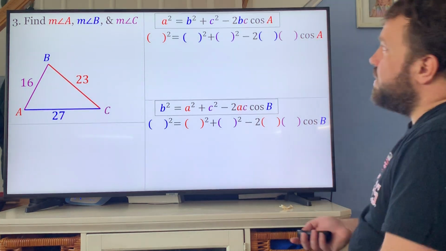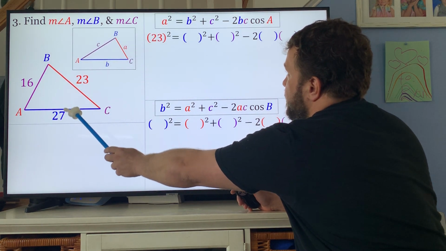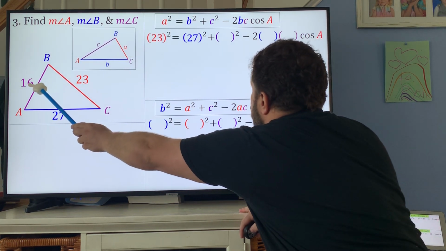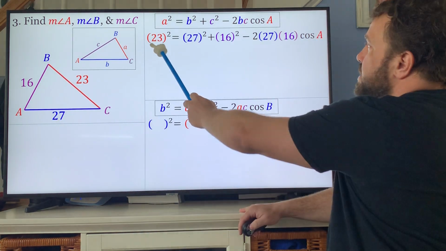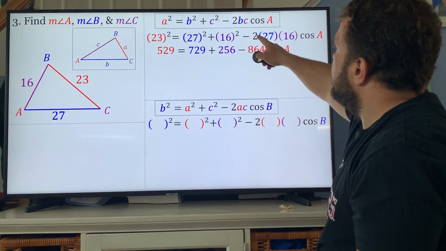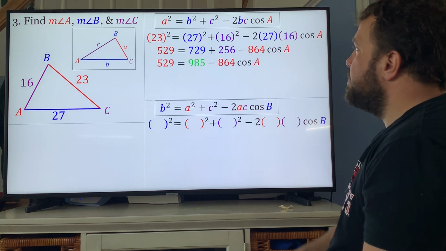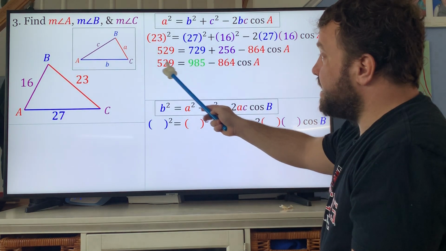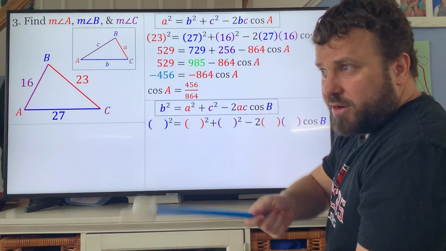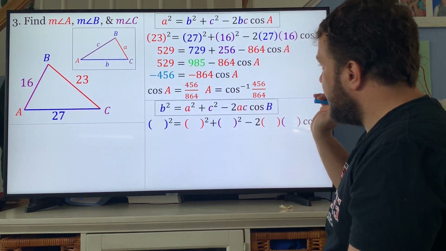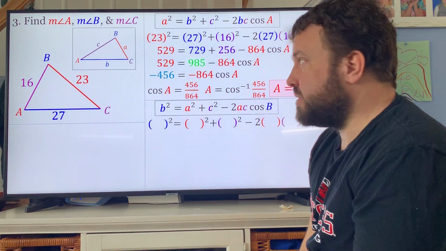All right, hopefully you're done with problem 3. A squared equals B squared plus C squared minus 2BC cosine A. Square, square, square. Multiply these 3. Cos A. Combine these 2 terms together. This plus this equals that. Subtract that from both sides. Divide both sides by that. And inverse cosine this stuff. And you get as an answer 58.1.